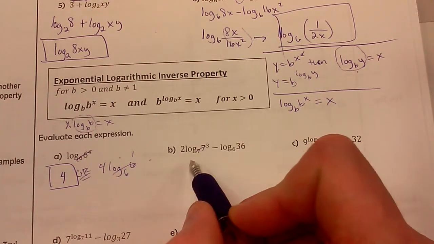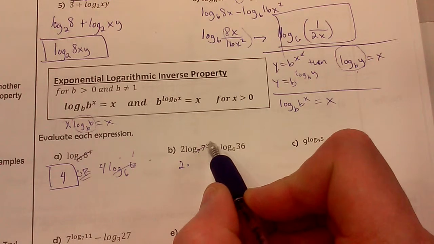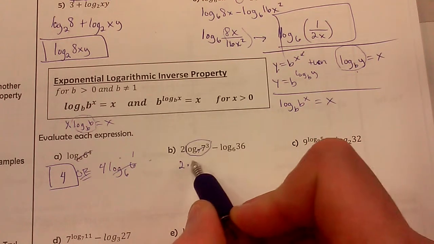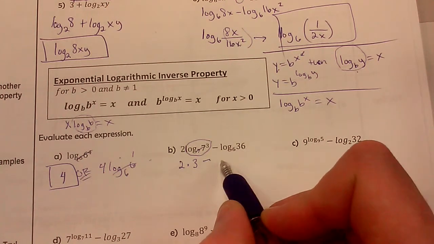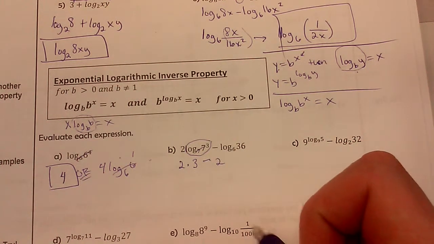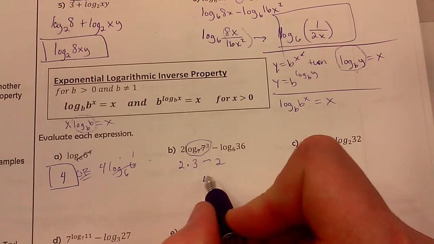So these are going to cancel. So I have 2 times this bit right here becomes 3 minus 6 to what power is 36? 2. So this is now 6 minus 2. So the answer is 4 again.